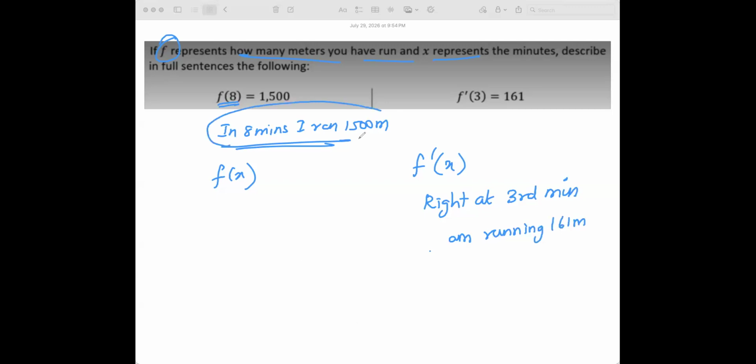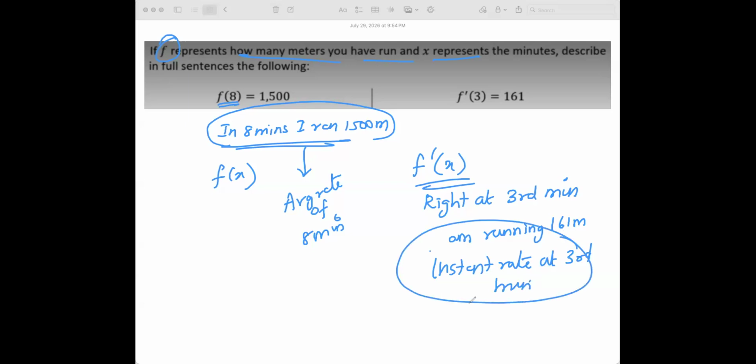There's a difference. This is the average rate in 8 minutes. You got it? This is instantaneous rate, instant rate at the third minute. Make sense? So this one is the slope of the tangent. This one is the slope of the secant. Make sense? Arun, did you get it?